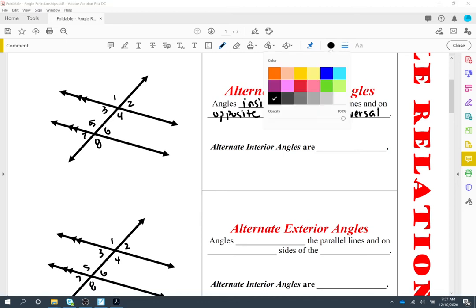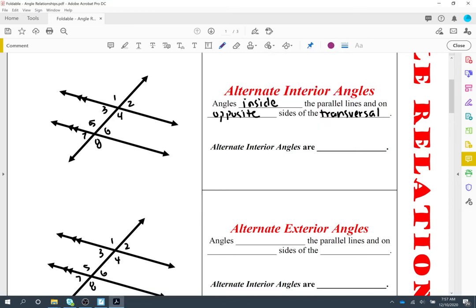Okay, so get your colored pencil. Let's go find some of these. So here are my parallel lines. If they're interior, they have to be on the inside. So inside, we're talking about 3, 4, 5, and 6. So let's say I pick number 3. He's on the inside. But then they have to be on opposite sides of the transversal. Well, this is the transversal. 5 is on the same side, so 6 is on the opposite side.